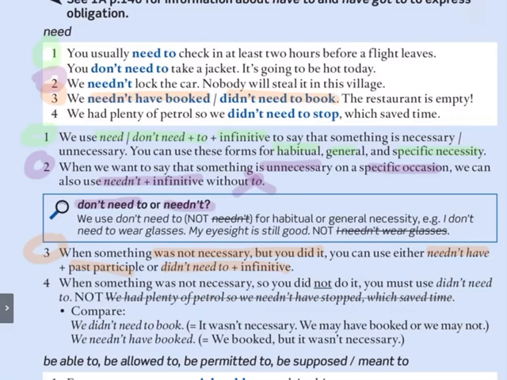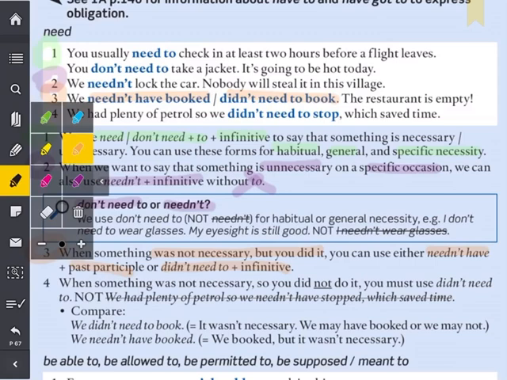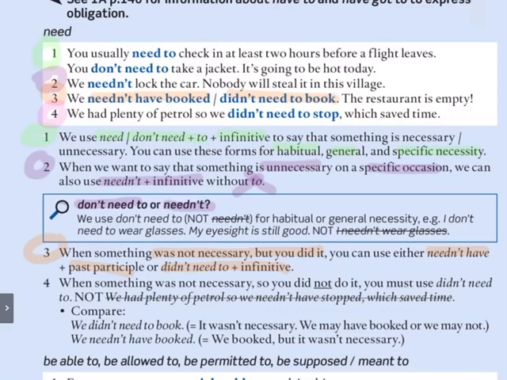Okay, let's have a look at the last one with need, number 4. Are you ready? And we go for pink. We had plenty of petrol, so we didn't need to stop, which saved time. Now, this is an interesting one. Let's have a look at number 4. When something was not necessary, so you did not do it, there's the key, you must use didn't need to.